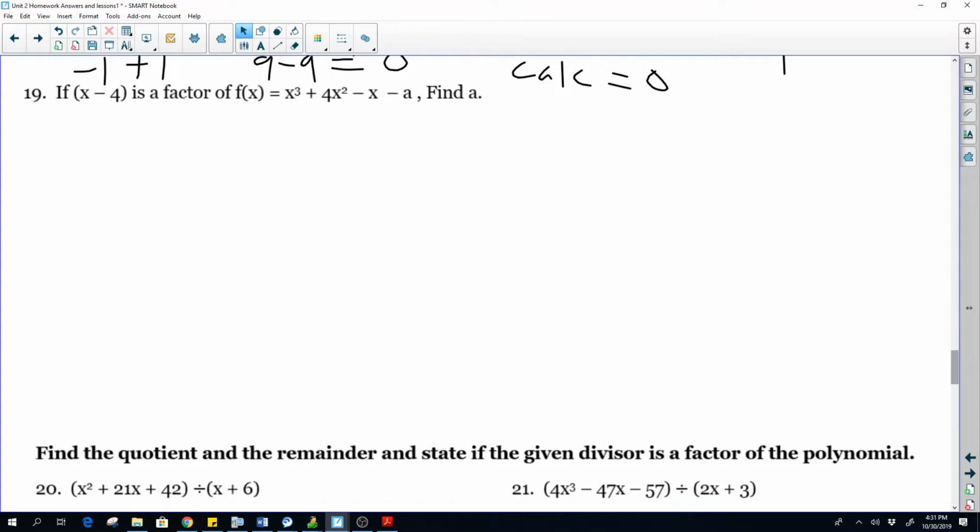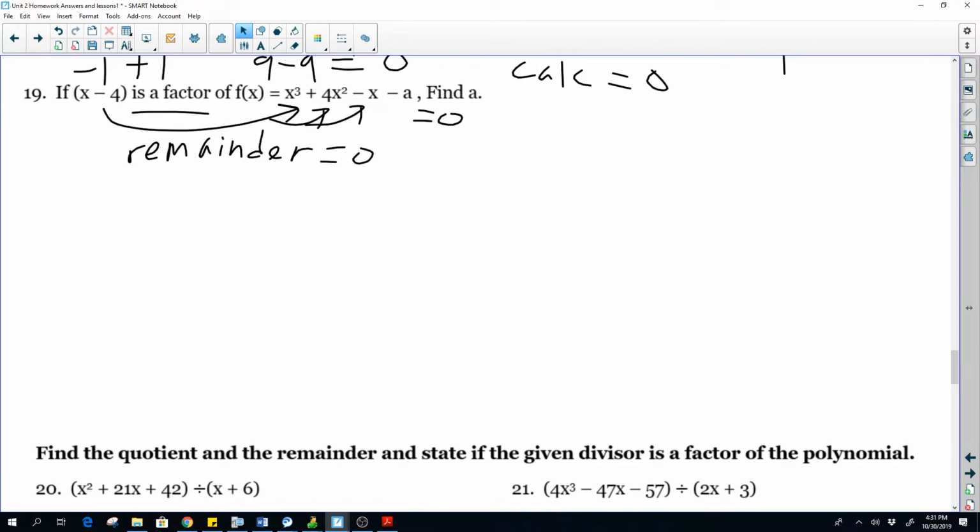Okay, so number 19, it is a factor. Oh, it tells you it is a factor. So if it is a factor, what should the remainder be? If it is a factor, remainder equals 0. Cool. So that means if you plug this in, you should set it equal to 0 because it is a factor. So this way, you could do synthetic division if you wanted to and work your way backwards. But I think plugging in is so much easier.